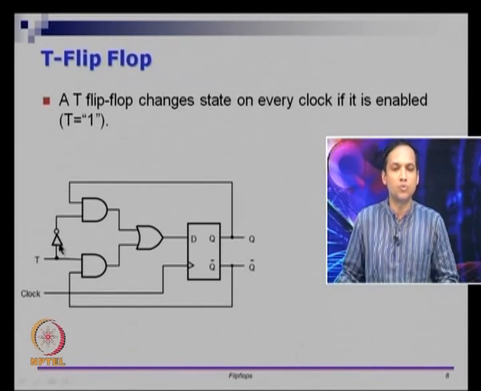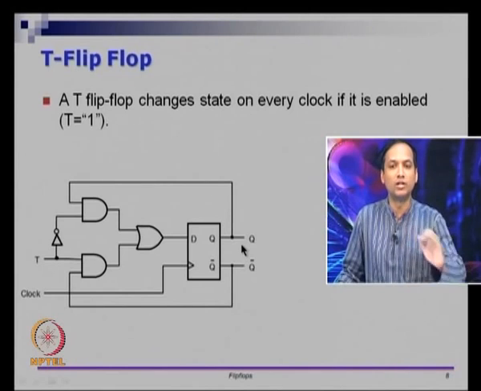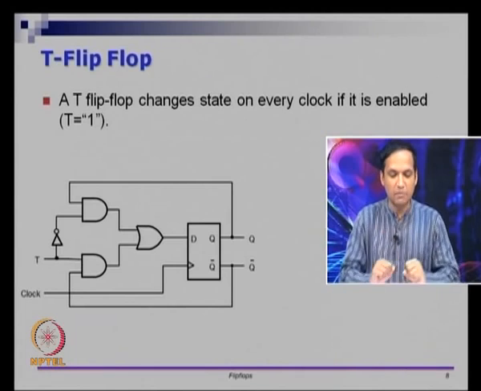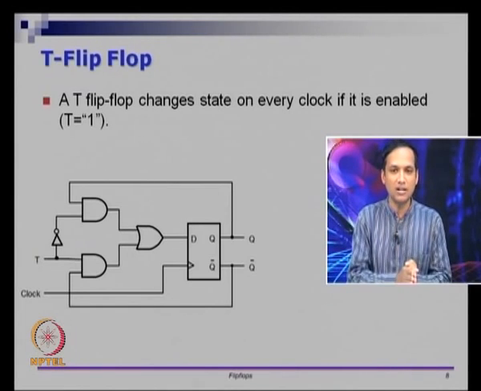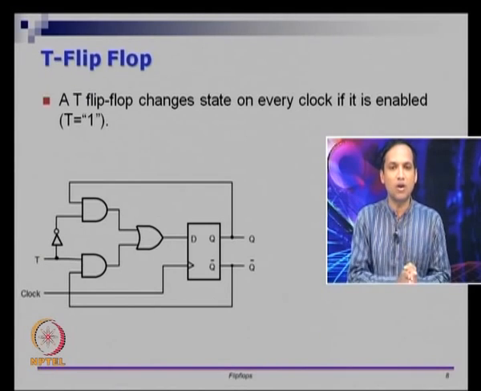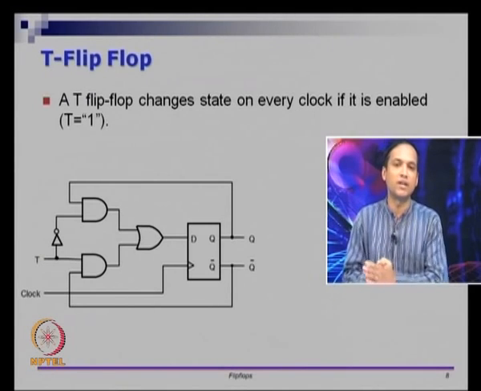So if T is 1, then the flip flop will toggle its current state. So let me restate this. If T is on, then this circuit will toggle its output. If T is off, it will keep the previous value that it contained.